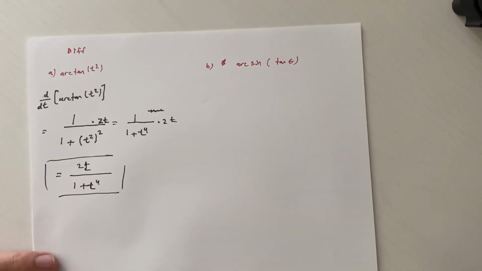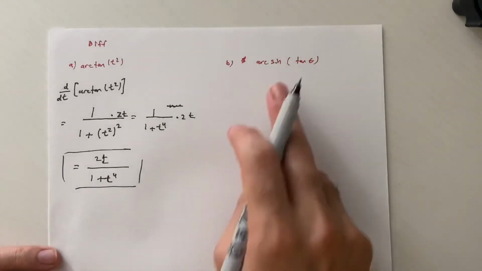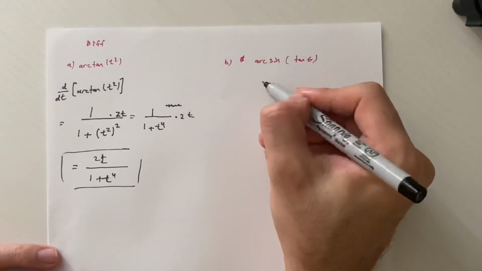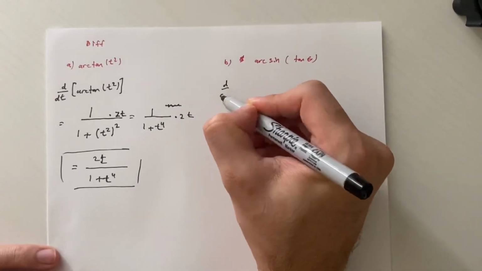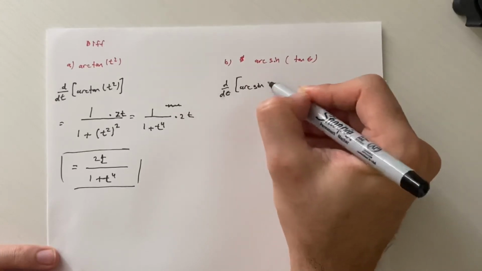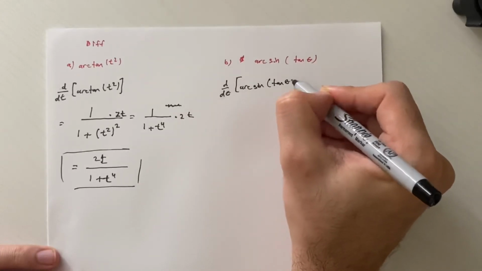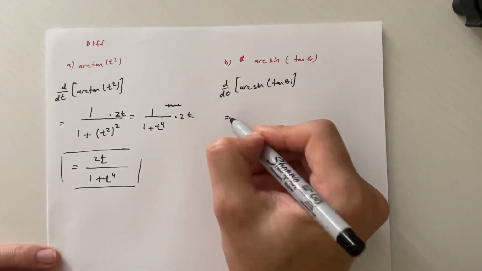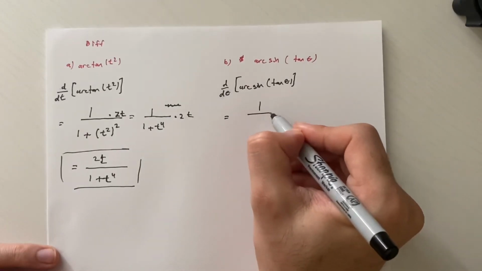Now for b, we have arcsine of tan of theta. We already know the derivative of arcsine and the derivative of tan. Therefore, we can differentiate this function. So our variable here is going to be theta. And remember here, we have to use the chain rule.